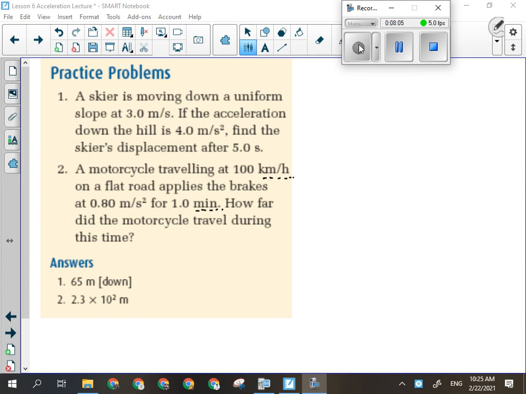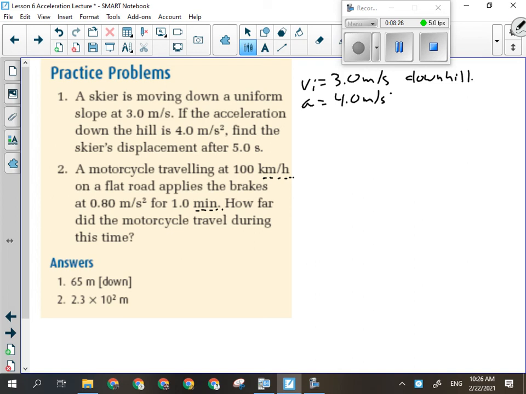So for number 1, we've got a skier moving down a uniform slope at 3 meters per second. So they gave us VI, 3.0 meters per second, and that's downhill. The acceleration is also down the hill at 4 meters per second squared. Find the skier's displacement, so we're looking for D after 5 seconds.